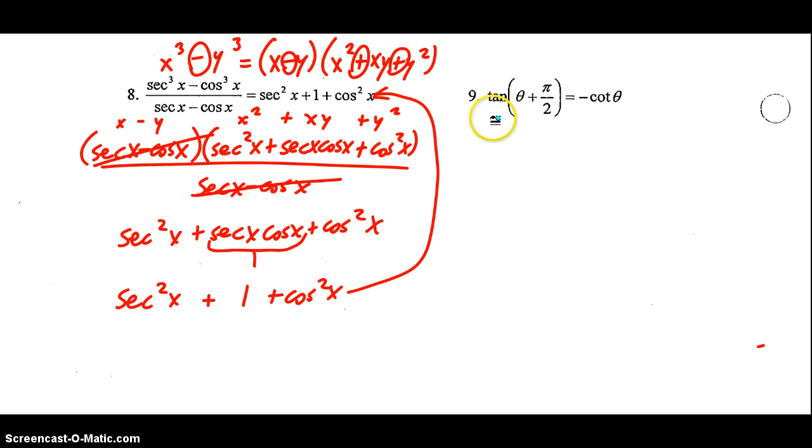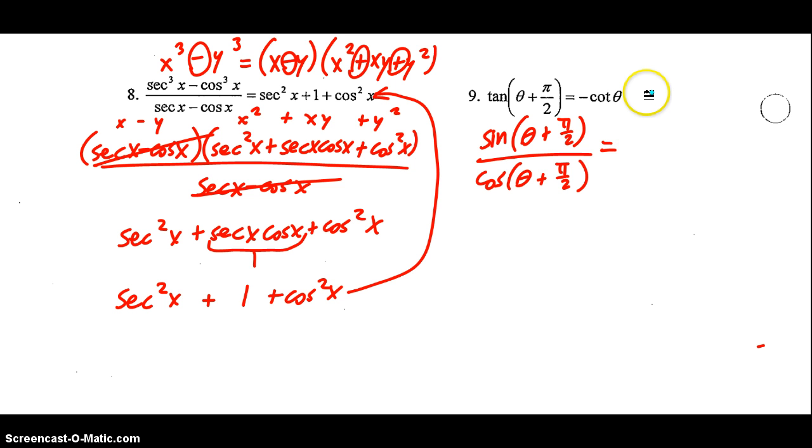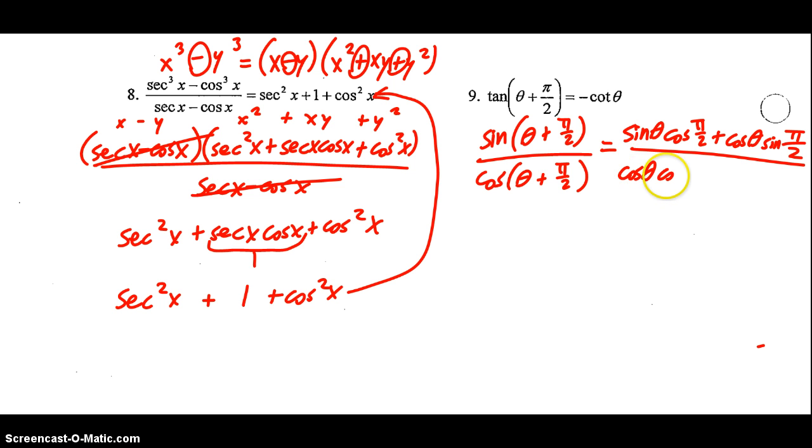Here's what we're going to do. I'm going to rewrite this as sine of theta plus pi over 2 over cosine of theta plus pi over 2, all right? And then I do have something for sine a plus b over cosine a plus b. Sine of a plus b is sine a cosine b plus cosine a sine b, right? Over, we have cosine of a plus b, but that's cosine a cosine b, minus sine a sine b.